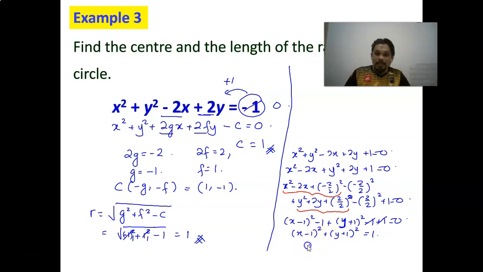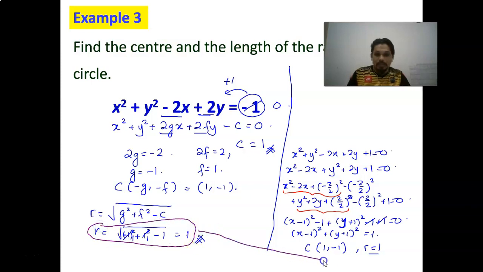So the center of the circle, using h and k, is 1 and negative 1, and the radius equals 1. Look at this one here now. The radius is equal to 1, where r equals 1 here. Look at this one here now, r equals 1.